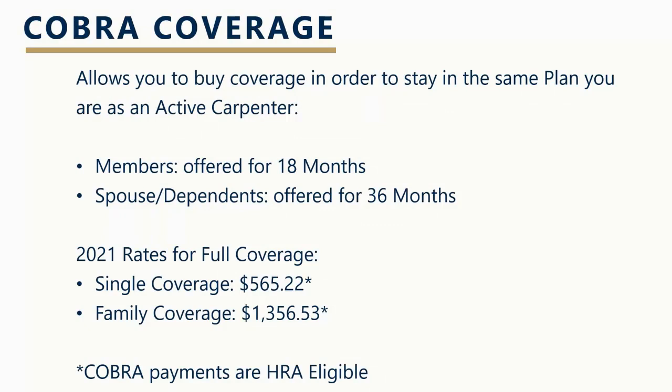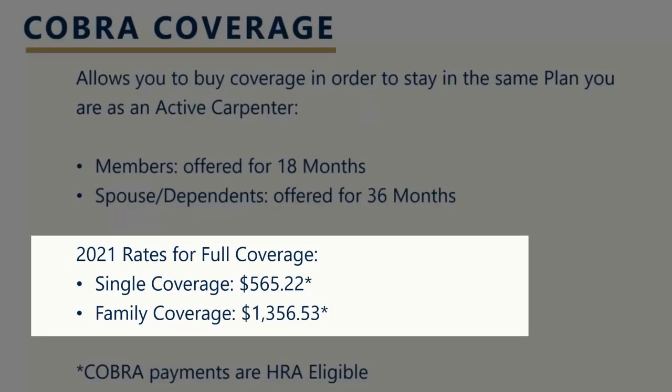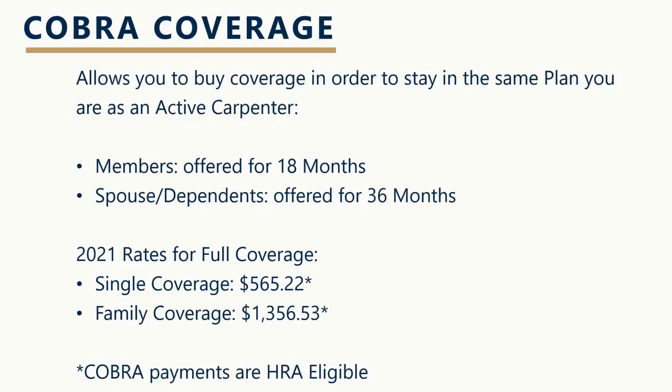The rates do change on January 1st of every year. Again, we charge you what the fund pays. The current rates for single coverage, $560.22. For family coverage, $1,000,356.53. The important thing to note, because that is a health insurance premium, if you do have the HRA balance available to you, you can pay your COBRA and get reimbursed through the HRA.